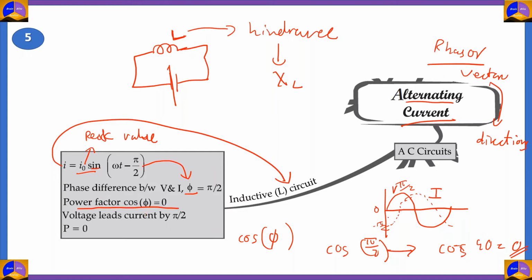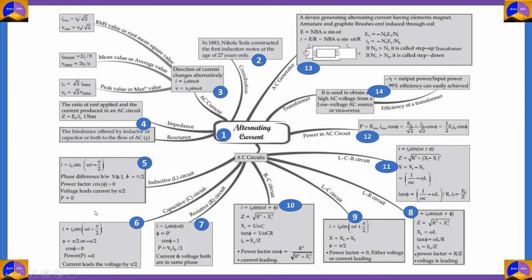Now, since there is a difference of pi by 2 between the values of voltage and current at a particular instant in time, voltage is actually in front and current is in the back. So here it's 0 for current, while voltage is at pi by 2. So what we say is voltage leads current by pi by 2. So it's moving ahead by a phase difference of pi by 2. And P, that's power, is equal to 0 because the power factor here is equal to 0. So that's one circuit done, inductive. So we used an inductor in a circuit and found out the current passing through it.